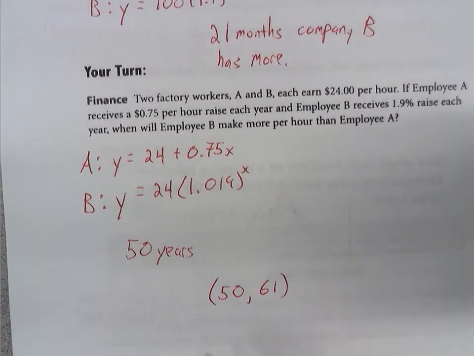Okay. So you can see which one of these would probably be better. It's probably going to be employee A is going to do better in the long run, just because it's going to go up at a little bit faster pace, at least for those first 50 years, which is the more reasonable of the two.